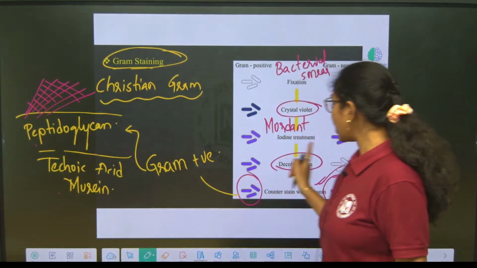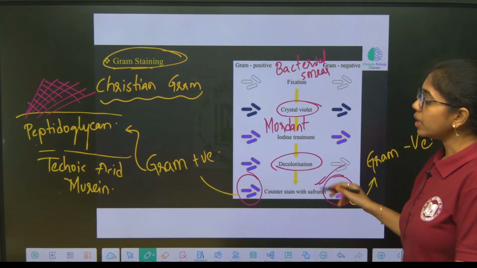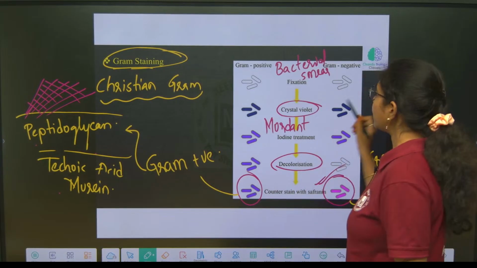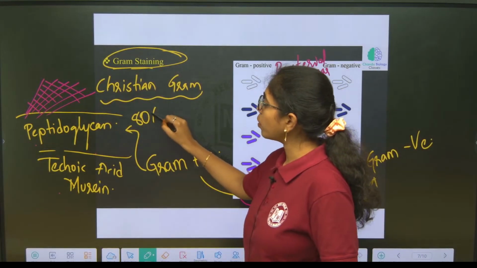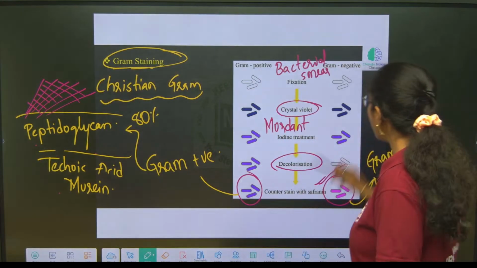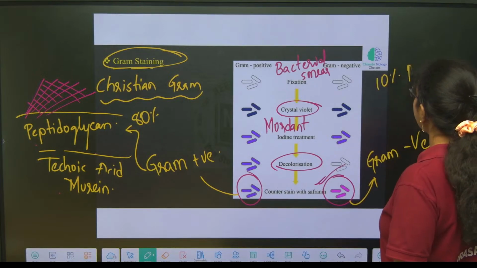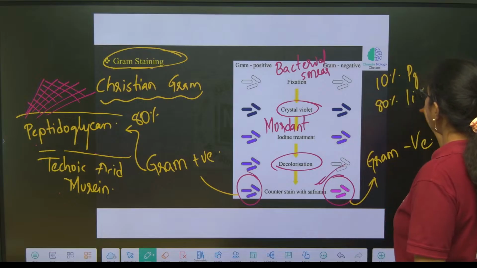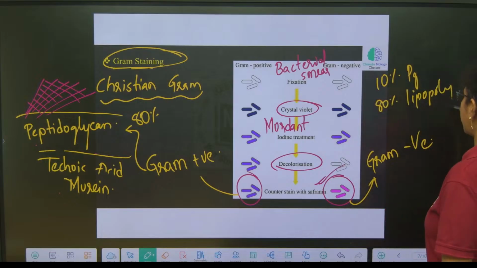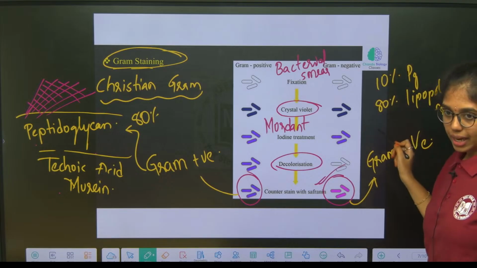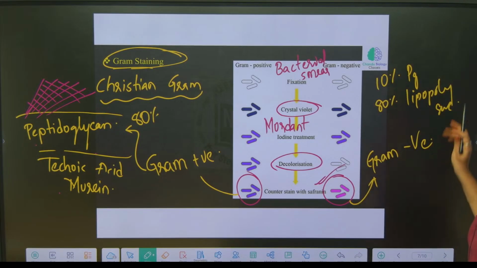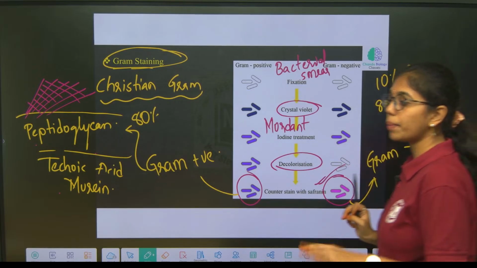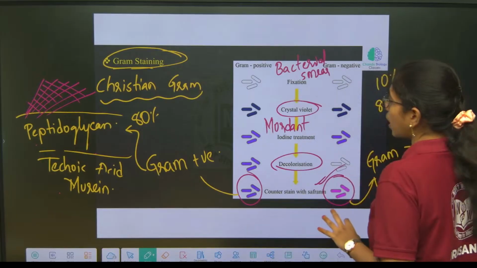Whereas if you see gram negative bacteria, the stain is easily dissolved because peptidoglycan is very less. Here in gram positive, 80% peptidoglycan or murein is present. Here it is just 10% peptidoglycan, whereas 80% is composed of lipopolysaccharides. Teichoic acids are absent and there is no murein. That is why it cannot retain the stain. It can easily absorb any new stain. Okay, so this is all about the experiment.